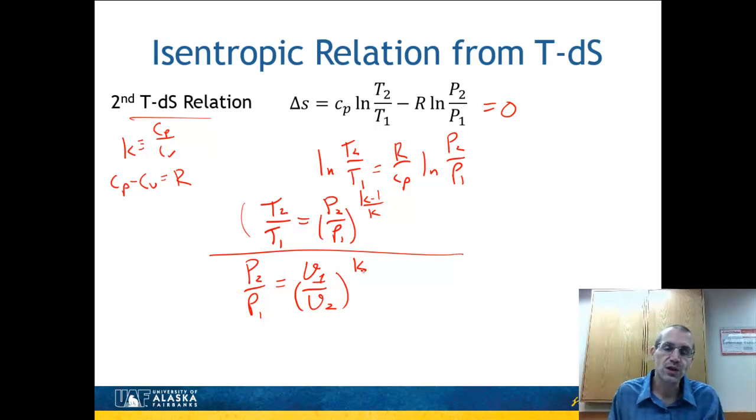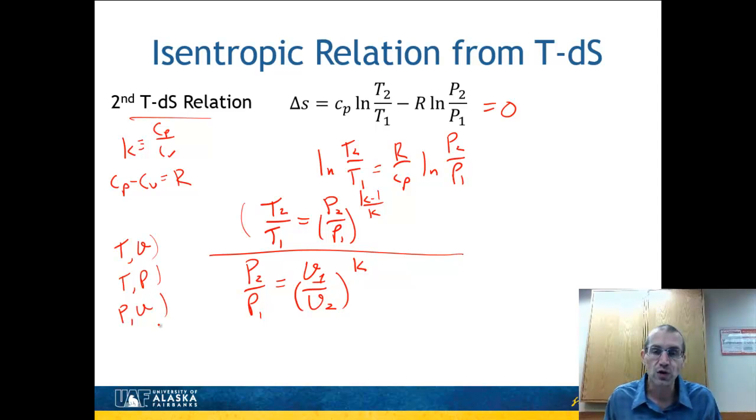So I have three relationships now, three isentropic relationships. One is a TV pair, one is a TP pair, and one is a PV pair. They all do the same thing. They describe how ideal gases behave during isentropic processes. It's really just a matter of which one of those pairs I care about for which tool I use.